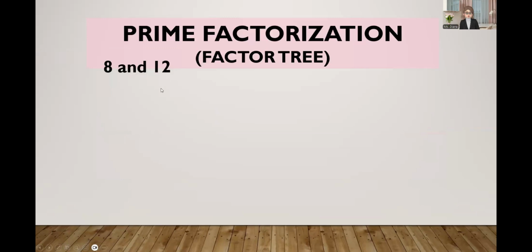Next method is the prime factorization, or what we call the factor tree. Let us find out the LCM of 8 and 12. So let's factor out 8. The factors of 8 are 4 and 2; 2 times 4 is equal to 8. And then we can still factor out 4: 2 times 2 is equal to 4.